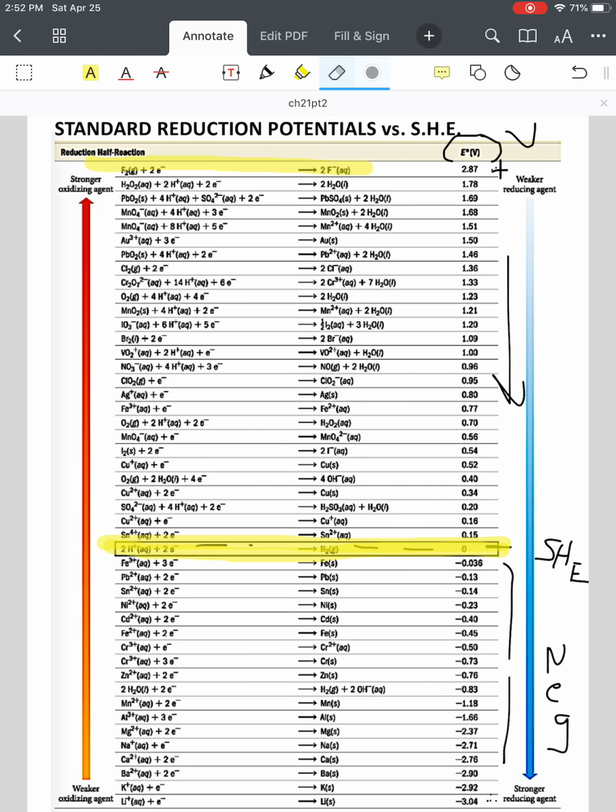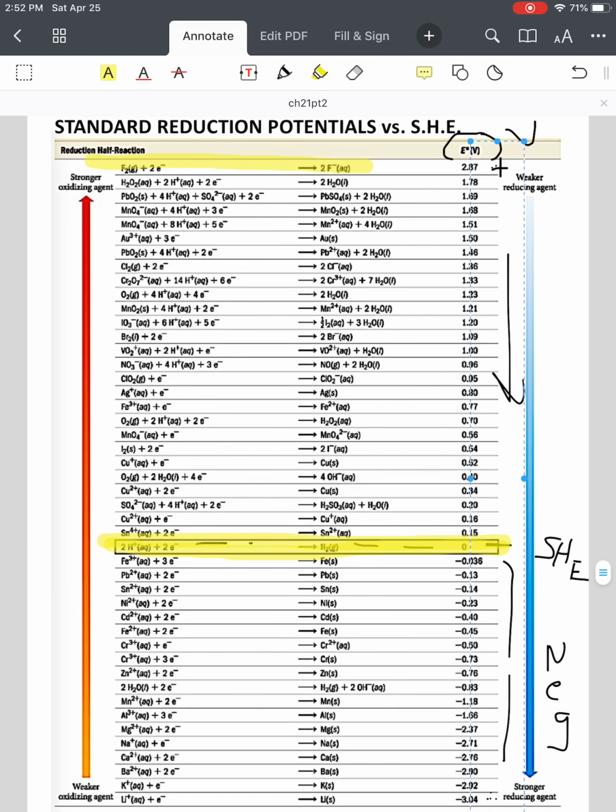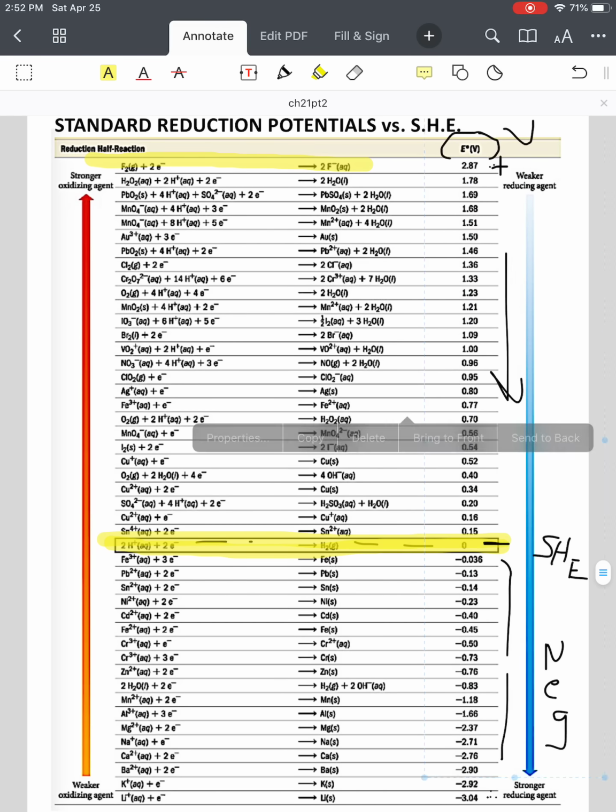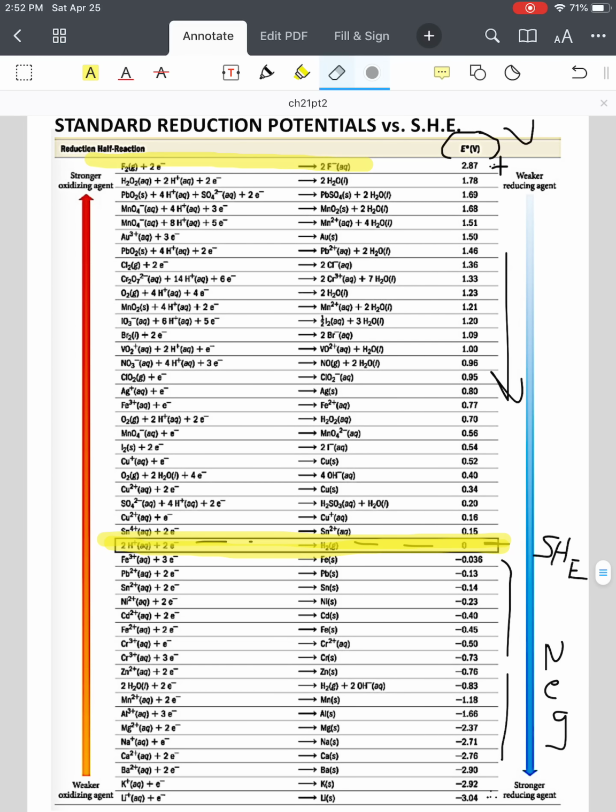All right, so what that tells me, since that's the first entry in this table, is that F2 gas, which is fluorine gas, boy, that stuff really, really, really wants to be reduced. Such a high reduction potential up here at the top. Very, very high reduction potential. Almost 3 volts, which is extremely high. The things at the top of this table really want to be reduced.